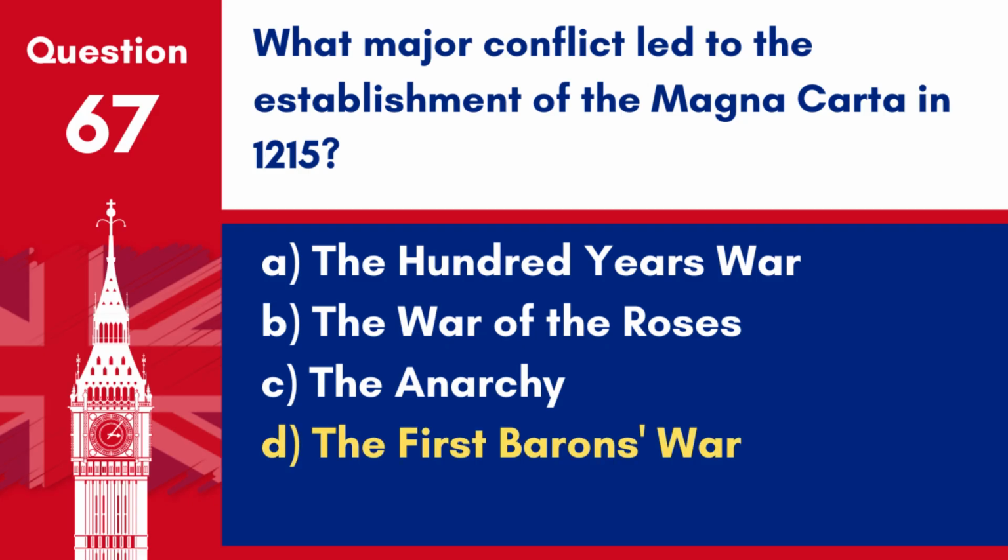Answer: D. The First Barons' War. The establishment of the Magna Carta in 1215 was a direct result of the grievances and unrest caused by the First Barons' War, leading to a Charter of Liberties that the King agreed to observe.